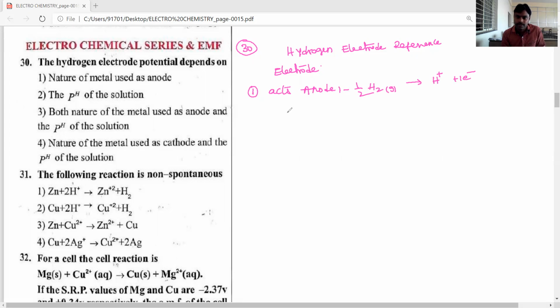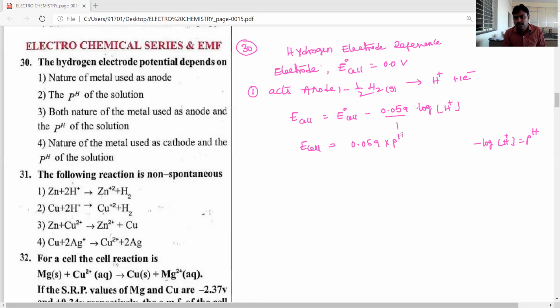Okay. Now, for the hydrogen electrode, E0 cell is equal to 0.0 volts. It's very clear. Now, the EMF of the cell, E cell, is equal to E0 cell minus 0.059 into log of concentration of products by concentration of reactants. Concentration of product is nothing but H plus ion concentration by 1. So E0 cell is 0, then E cell is equal to minus log of H plus ion concentration, which is nothing but pH. So it is 0.059 into pH. So when it acts as an anode, its E cell is equal to 0.059 into pH.